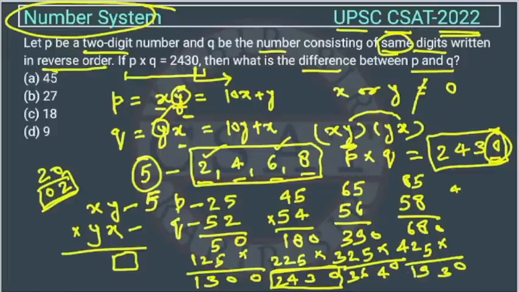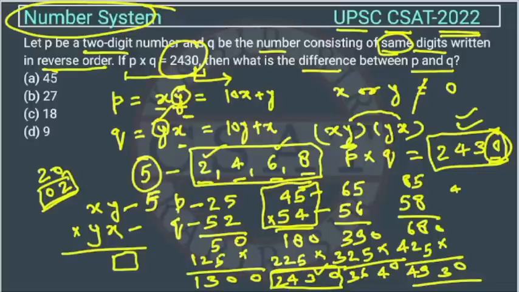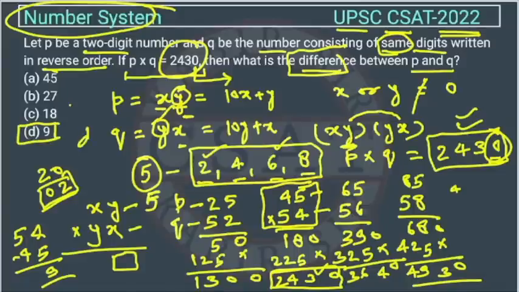So this is satisfying this one, p into q, right? What is given in the question, right? So p is 45 and q is 54, but the question is asking the difference between p and q. So the difference between 45 and 54 is 54 minus 45 they are asking, right? So the difference is 9. So the answer is option T. Okay, so the answer of this question is option T.